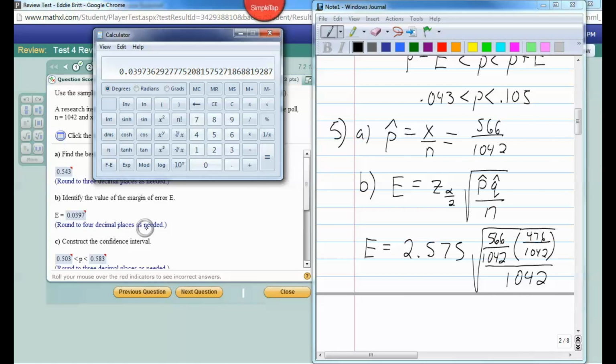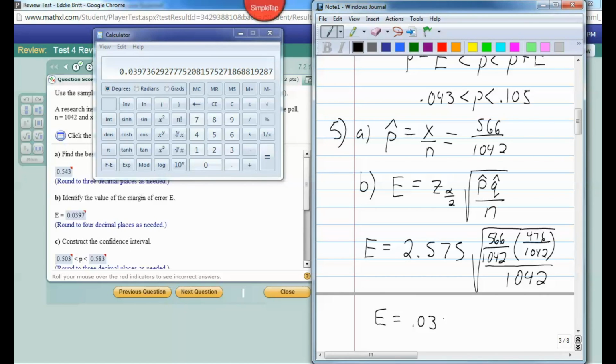All right, so this is our margin of error. It says round to 4 decimal places, so 1, 2, 3, 4 decimal places: 0.0397. That's the margin of error. That's part B.